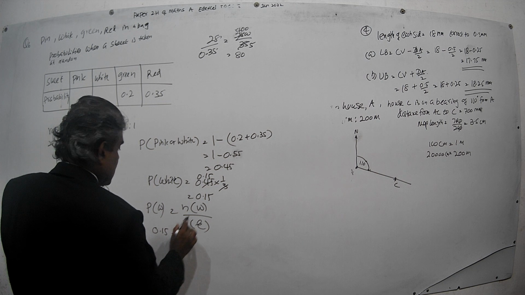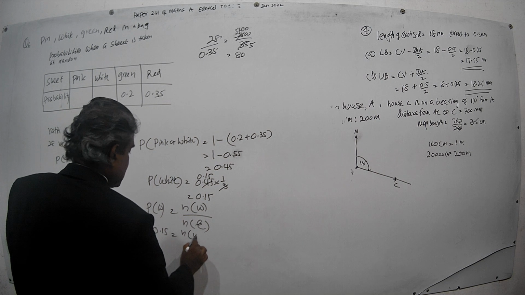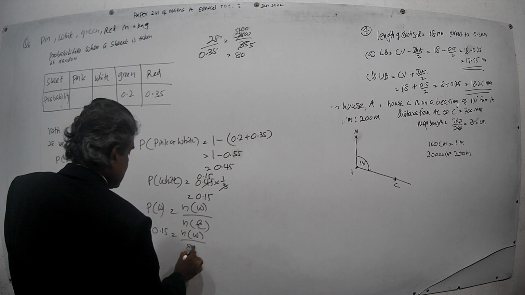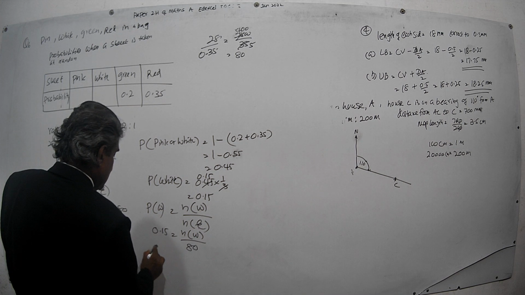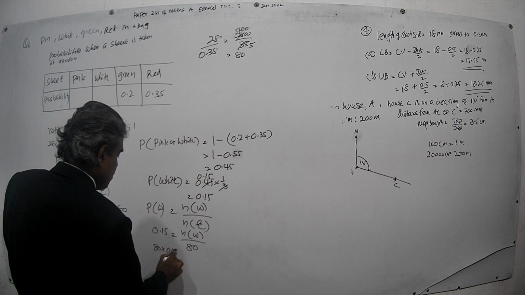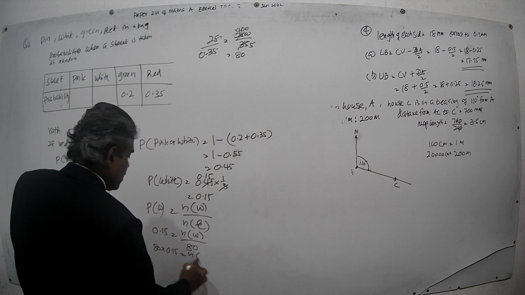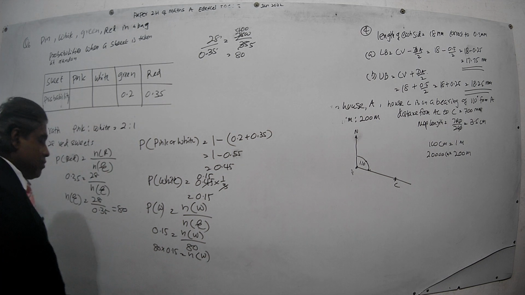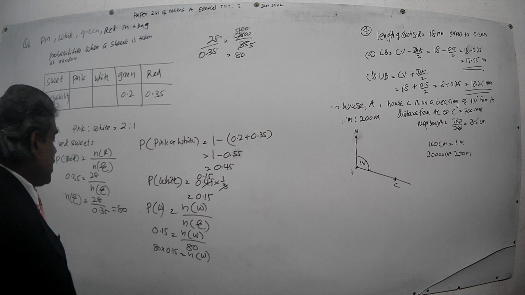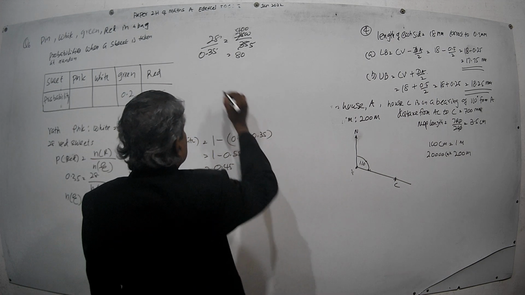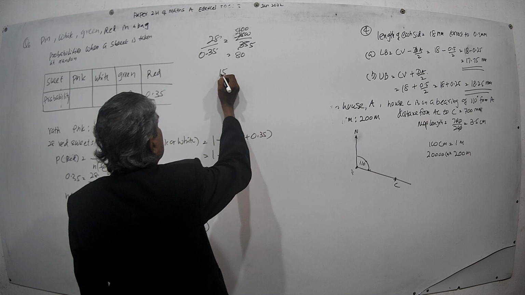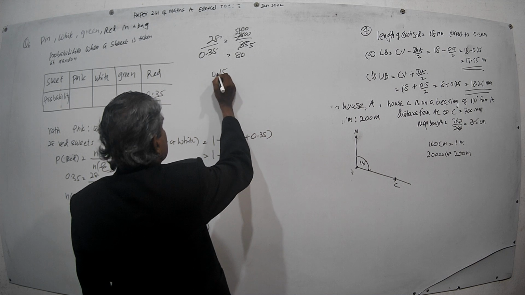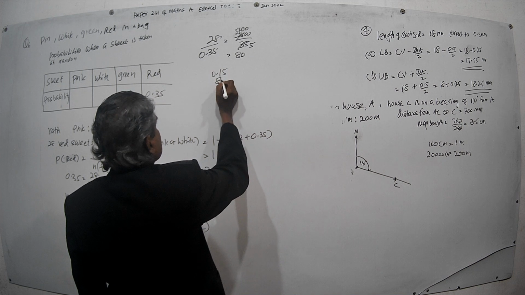Then here P W is 0.15 equals, then here this is what we want to find, write it as it is. Then this one we know, 80. Take this to this side, then you multiply. Then 80 multiplied by 0.15 equals this N W. When you multiply by 80, what are you getting? 0.15 multiplied by 80.